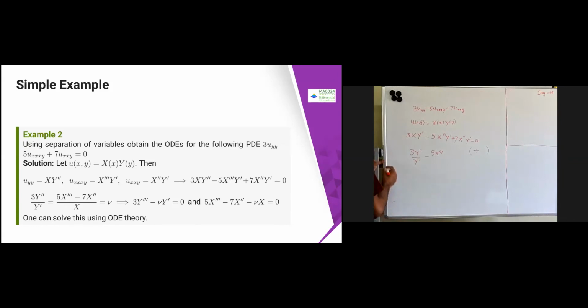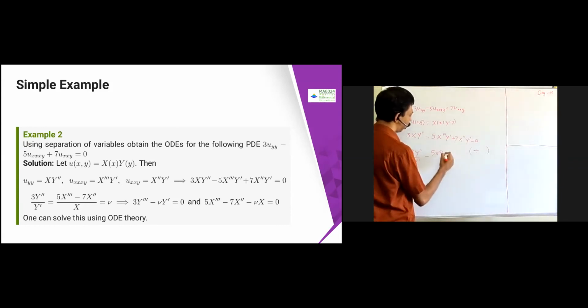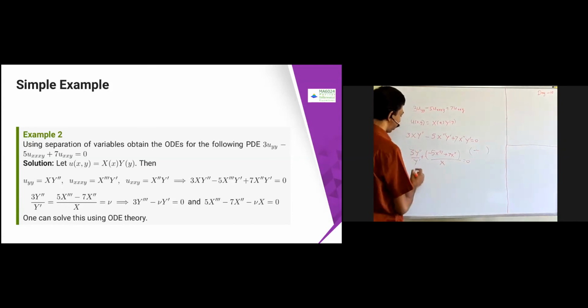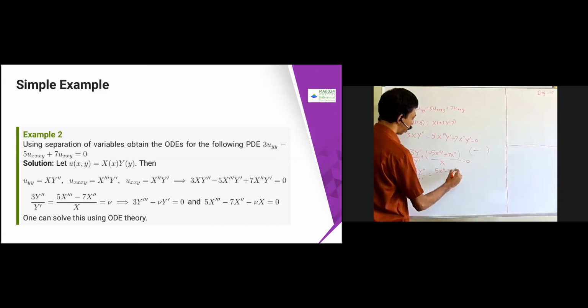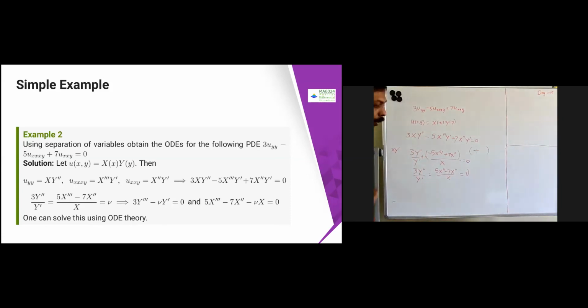What I am going to divide by is xy dash. If I divide by xy dash, here x will get cancelled, only y dash will be there. So here y dash will get cancelled, and here also y dash will get cancelled, plus 7x double dash, divided by x, equal to 0. So I can rewrite this as 3y double dash by y dash equal to 5x triple dash minus 7x double dash by x, equal to, once again, some constant.